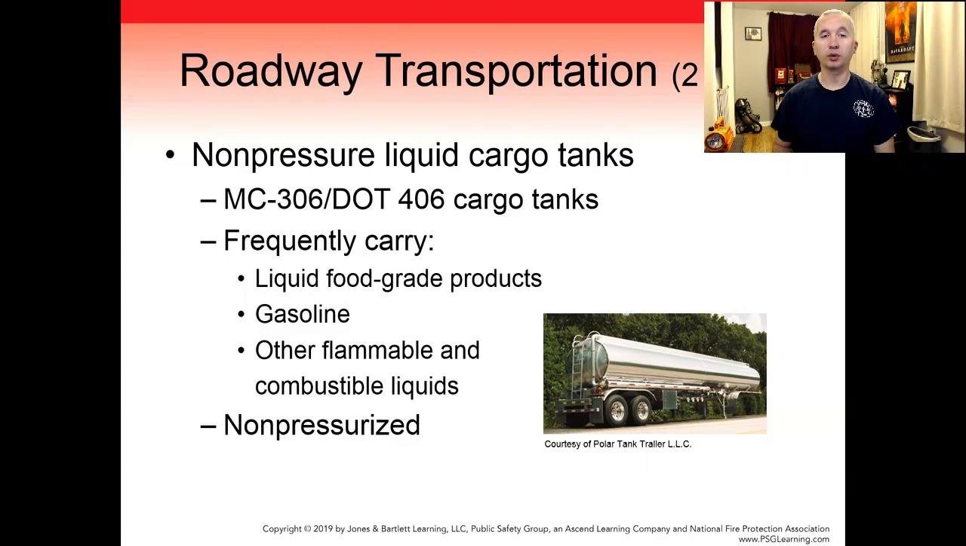Non-pressure liquid cargo tanks are MC306 and DOT406 cargo tanks. The characteristics of these tanks: they frequently carry liquid food-grade products, gasoline, or other flammable and or combustible liquids. They are oval-shaped, pulled by diesel, liquefied natural gas, or compressed natural gas tractors. They carry between 600 and 10,000 gallons of product, and they're non-pressurized. Usually they're made of aluminum or stainless steel and offloaded through valves at the bottom of the tank.